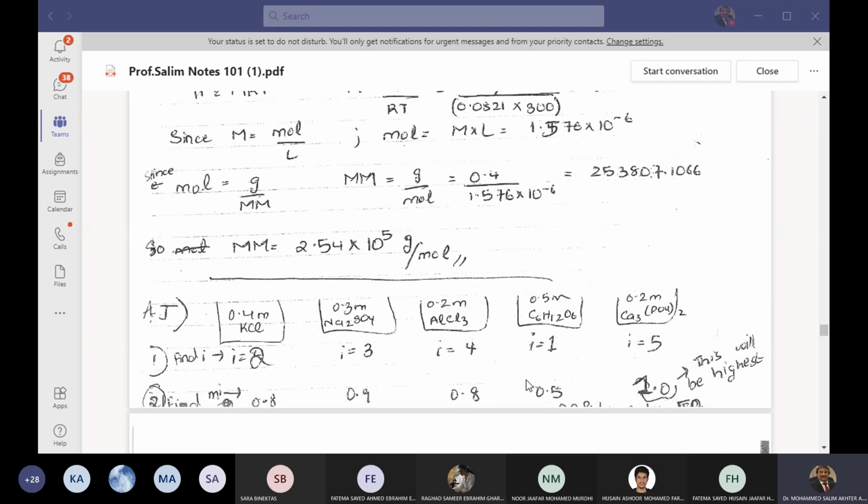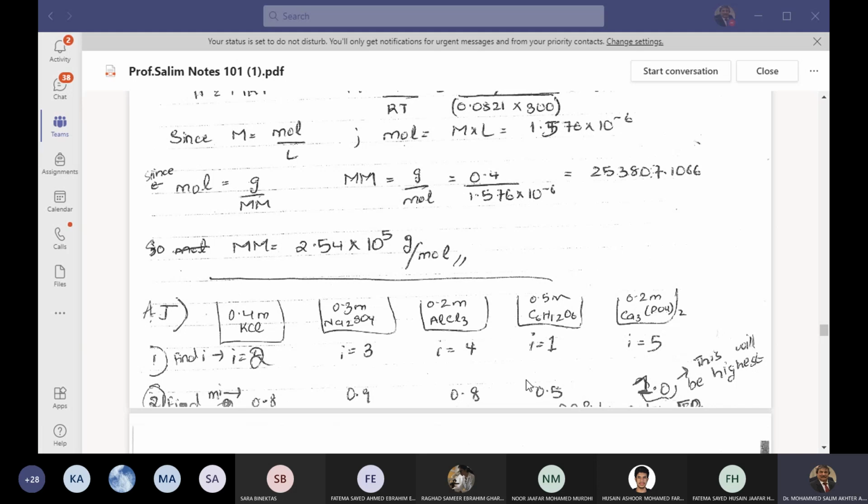Very simple. What is the formula for VPL? VPL is equal to X2 P1⁰, and if it is an electrolyte, multiply by i. If I know VPL and I know i, can I get X2? Yes or no?